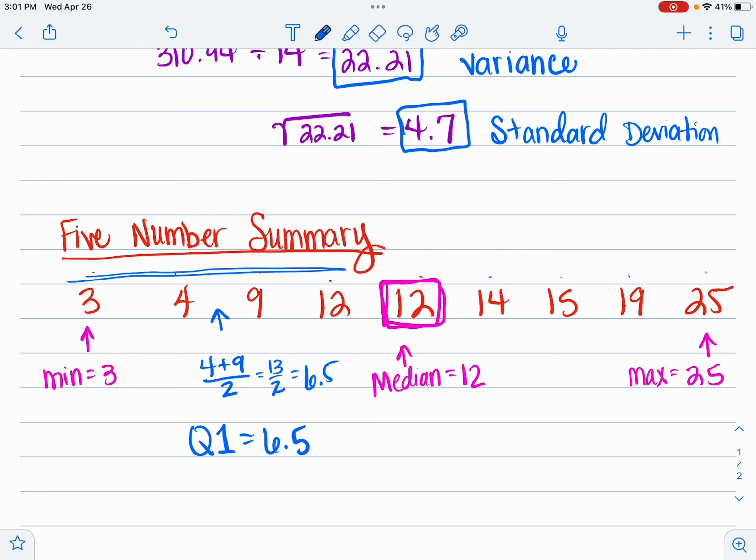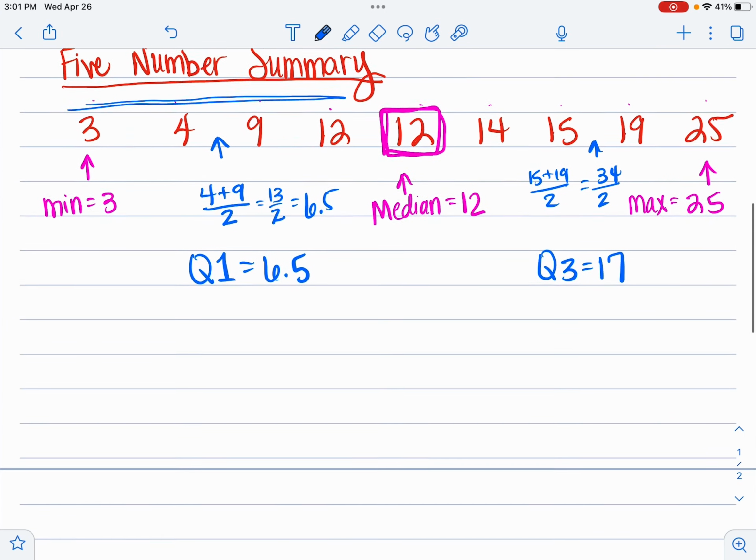Same thing on this side. Between 15 and 19, I need to know what's in the middle on that side. So I'm going to do 15 plus 19 divided by 2. What is that, 34? Yeah, divided by 2, so that's 17. So quartile 3 is 17. So those are the 5 numbers in the 5-number summary. If I wanted to make a box and whisker plot, I could do that.